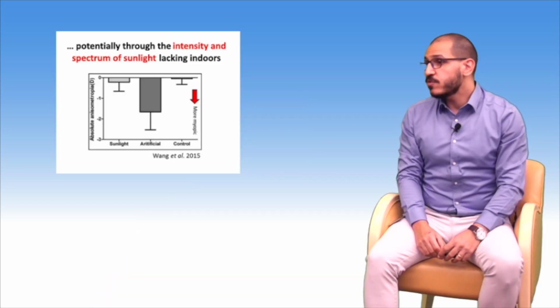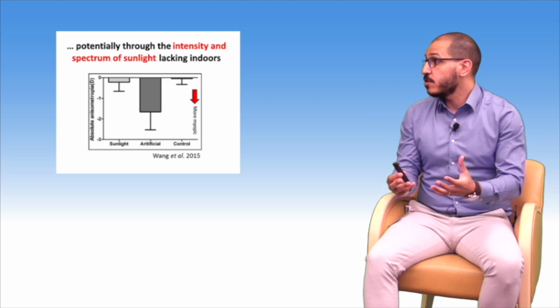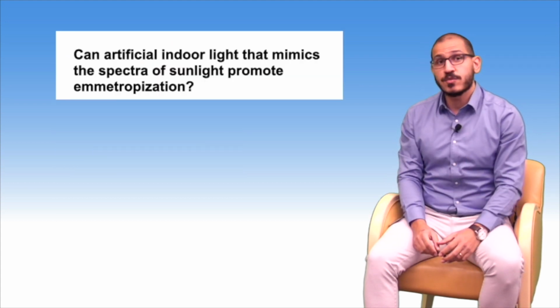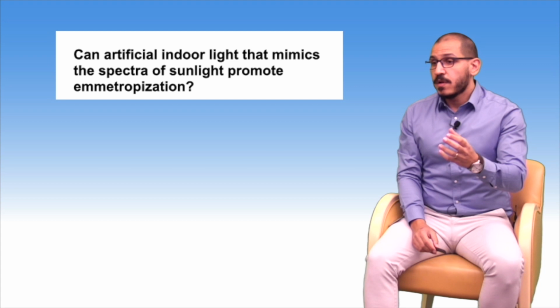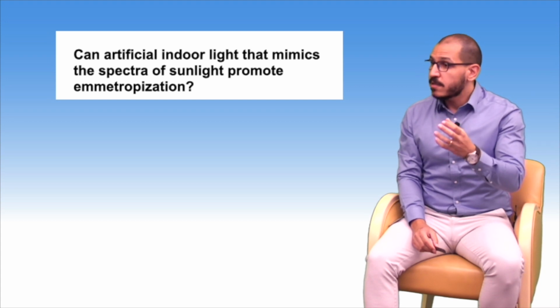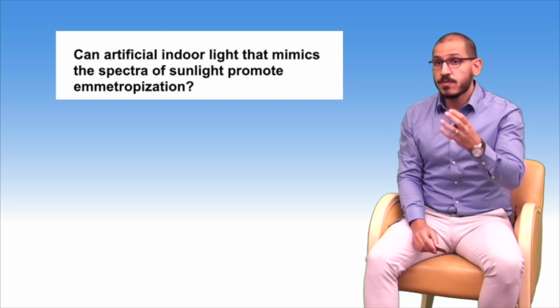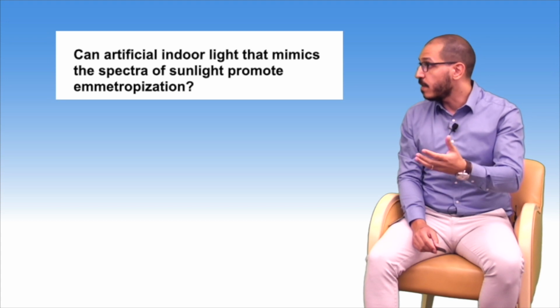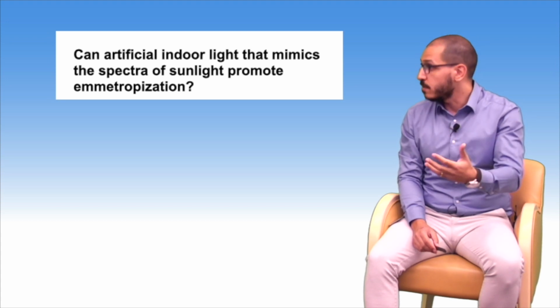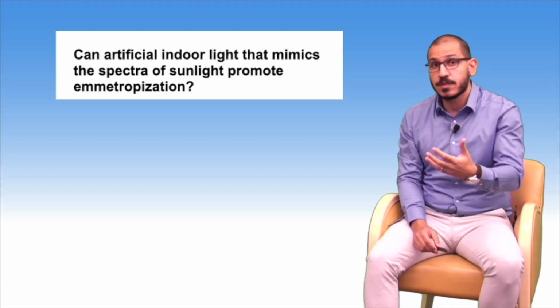What we were interested in is the spectral composition of sunlight. And our question was, if we have indoor lights that can mimic the spectrum of sunlight, can we actually use these to prevent the development of myopia and promote the phenomenon of emmetropization?